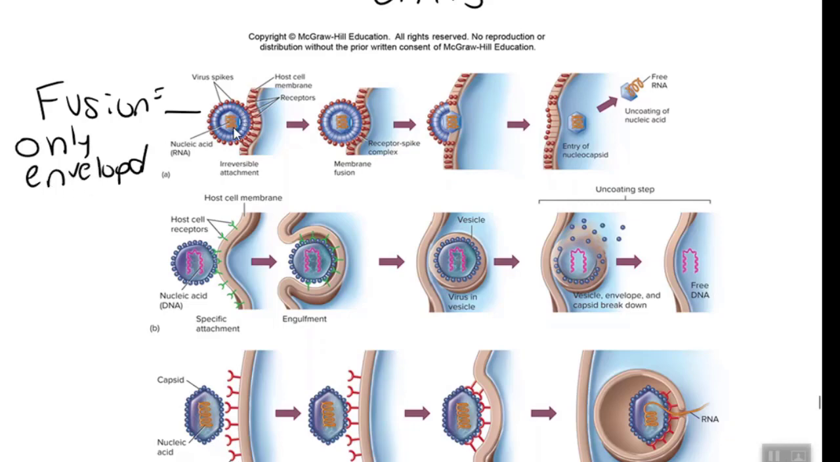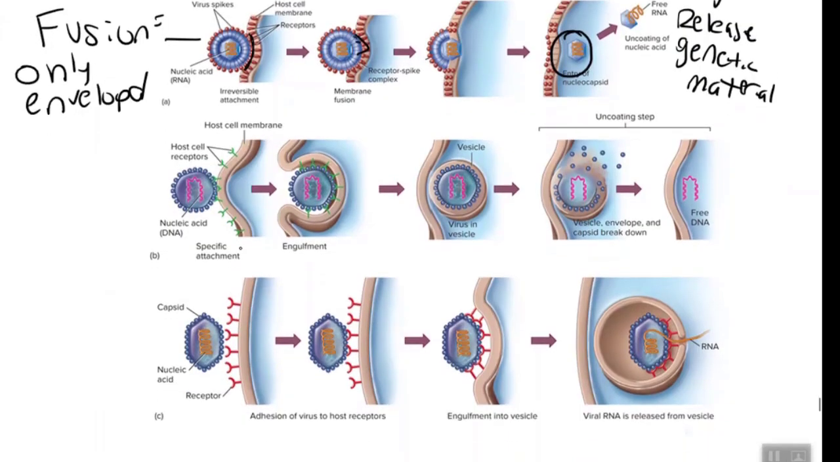So you can see here, the enveloped virus attaches to the receptor. And basically what happens is the envelope is going to fuse with the plasma membrane of the host. And then over here you can see the nucleocapsid enters. Once the nucleocapsid enters, the genetic material is uncoated from the capsid. So here we have uncoating, which is basically the release of the DNA or the RNA, the release of the genetic material.